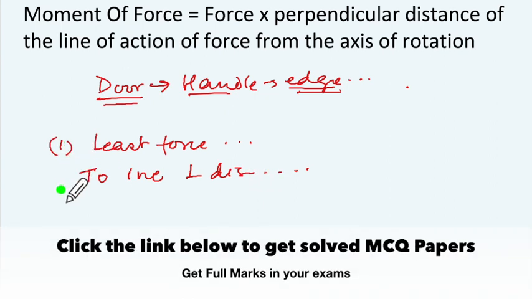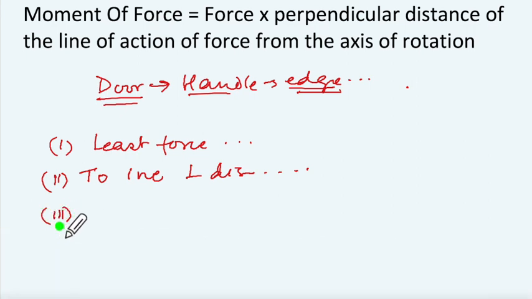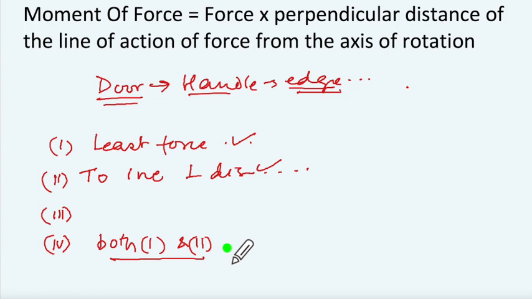So if they call you this as option number 1, option number 2, and option number 3 will be something else, maybe to provide maximum force or whatever, and option number 4 will be saying both 1 and 2, then this and this, both of them are applicable for this. Alright, so think very carefully why. So that is why learn all the give reasons, and that is going to guide you to answer your MCQs correctly.